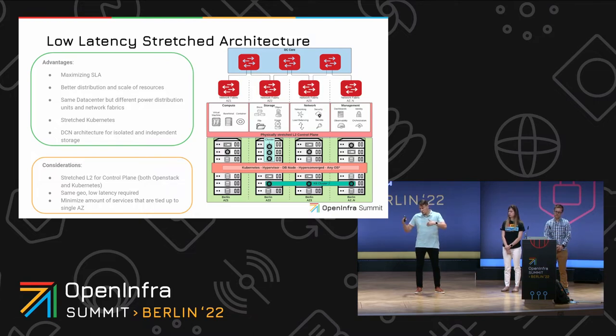For the OpenStack control plane, you also want to stretch it out over layer two. That's one of the limitations that is getting addressed. We're going to talk about that in the roadmap. If you haven't seen Luis's presentation yesterday about the BGP feature, I highly recommend going back and seeing the recording. This is something we do to address this issue.